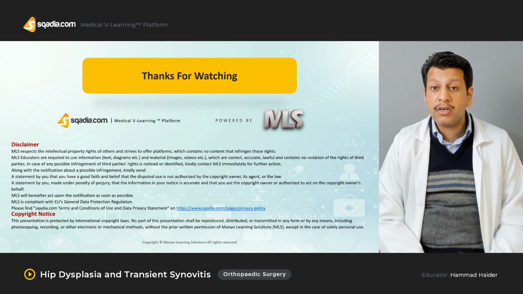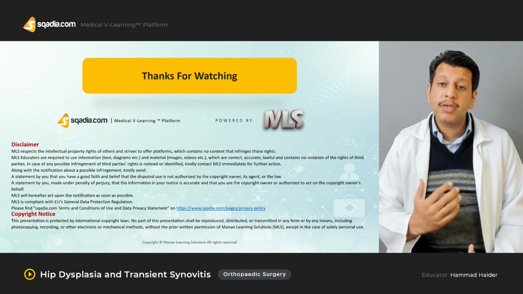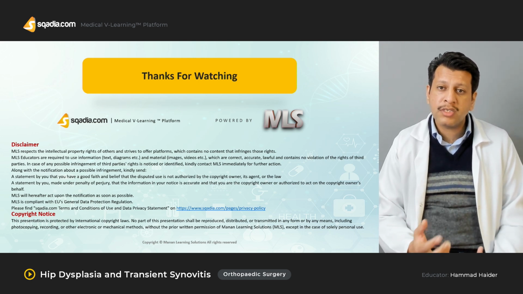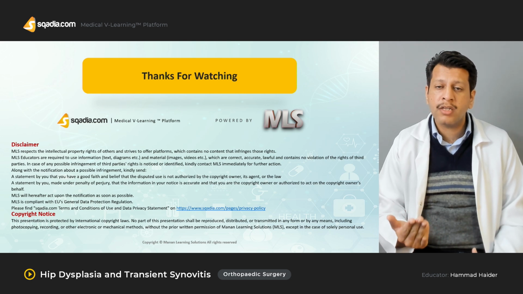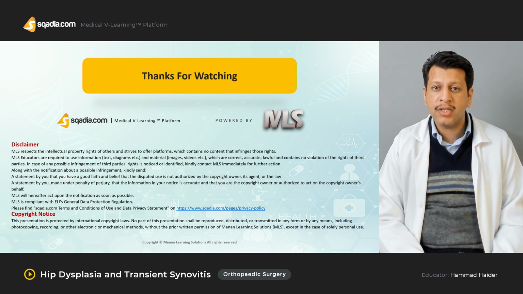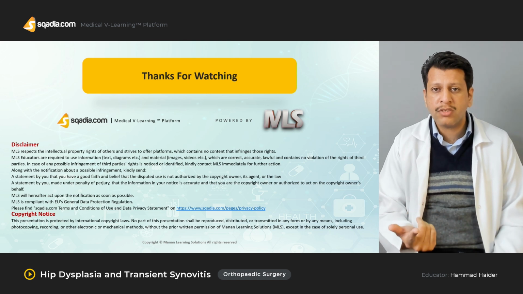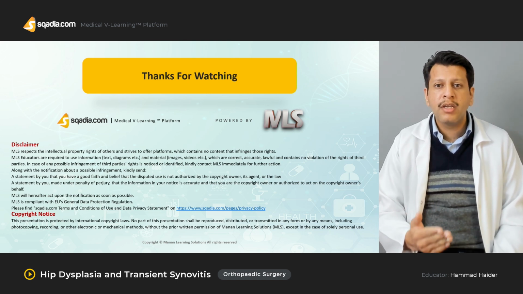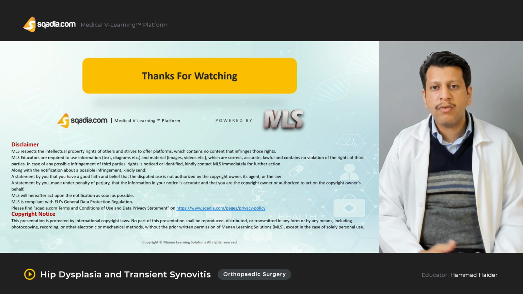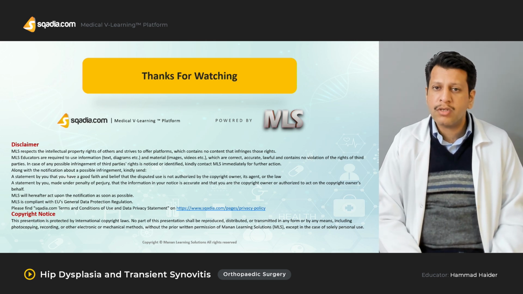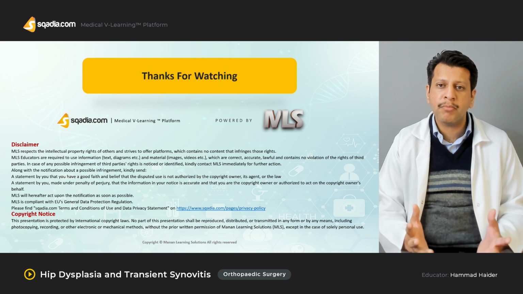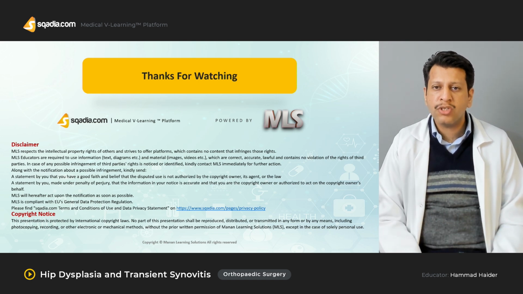Then we briefly discussed transient synovitis of the hip, and how it usually mimics other diseases such as infection, septic arthritis, LCPD, SCFE, or even MED, or multiple epiphyseal dysplasia. Usually this child is around 4 or 5 years of age. There is a short history of limp, pain, and swelling, but when you get the blood work, it is usually within normal limits. The treatment of transient synovitis of the hip is usually symptomatic and conservative, and no surgical treatment is needed for the relief of transient synovitis of the hip.